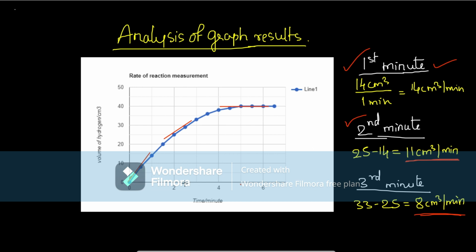Okay, so you can see here, the faster the reaction, the steeper the curve. When the reaction is over, the curve goes flat.